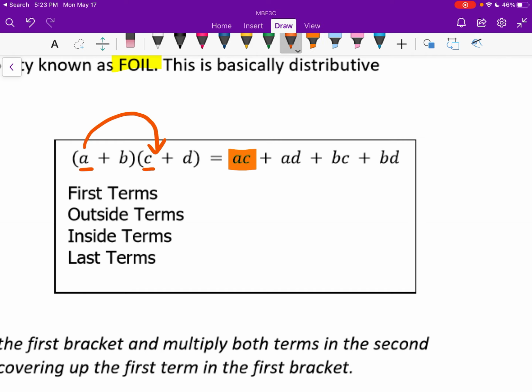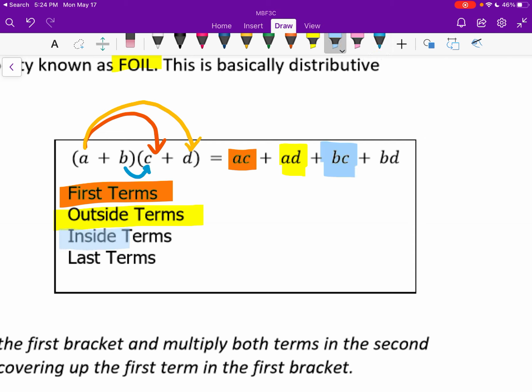Then you take the first term in this one and you multiply it by the last term in the other one. So notice how they're both on the outside of their brackets. So then you multiply the outsides. Then you go in and you multiply the 2 inside terms together. So if you look at them, the 2 inside terms are the ones that are closest to each other, right? So you multiply those 2 together.